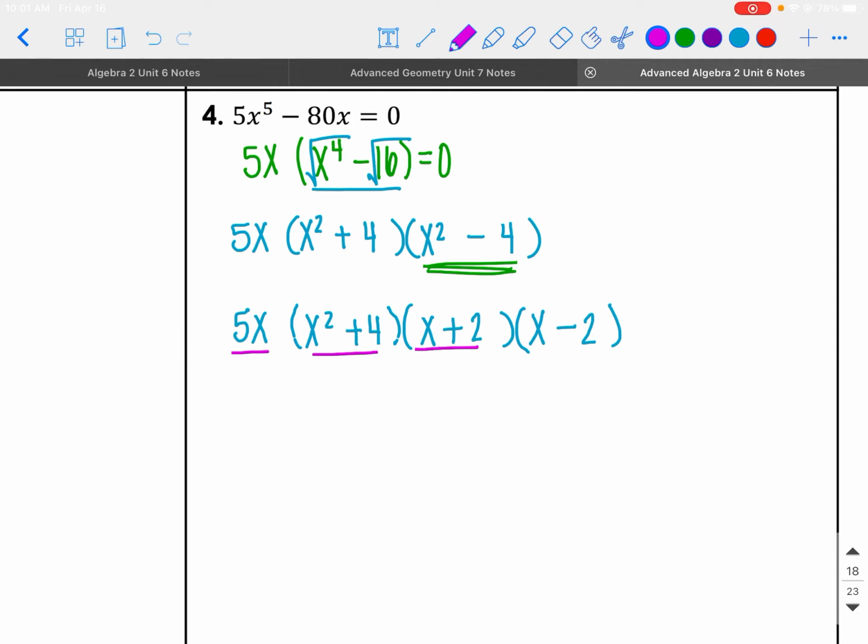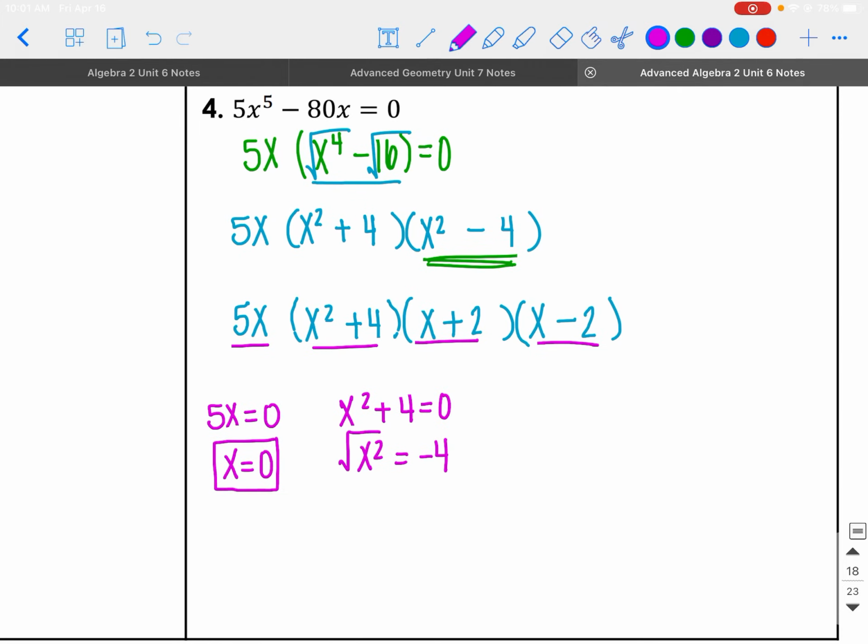Now we're going to take each factor and set each factor equal to 0. So if we divide by 5, we get x equals 0. So if we subtract 4, we get x squared equals -4. And then we take the square root, so x equals, now 4 is a perfect square. We know the square root of 4 is 2, but that negative means we have to write the i with the answer. So plus or minus 2i.